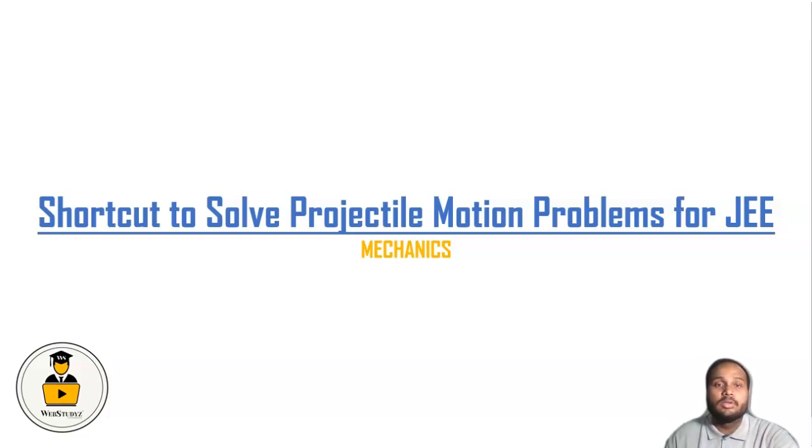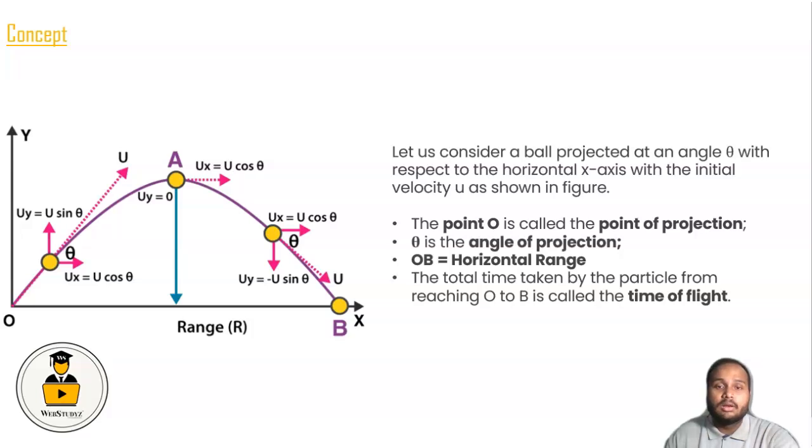Today we will be covering shortcuts to solve projectile motion problems, which are important for JEE. It comes under the mechanics unit, so let us understand the concept first. Let us consider a ball which is projected at an angle theta with respect to the horizontal axis, that is the x-axis, with initial velocity u, as shown in the figure.